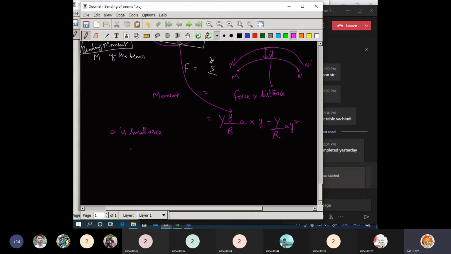Now we are going to consider the entire beam, meaning the top side and the bottom side. If you consider this as the neutral axis, on the top side you have a number of filaments, and on the bottom side also you have a number of filaments. So the entire thing we are going to consider, to get the total moment.